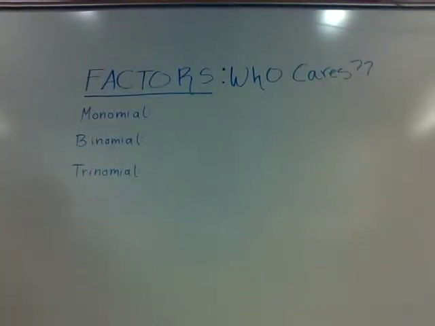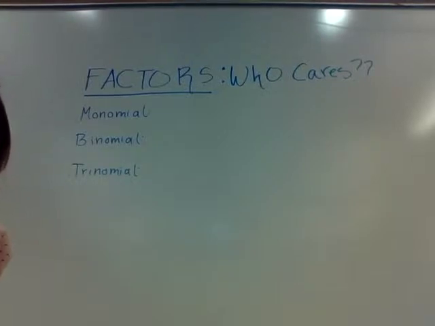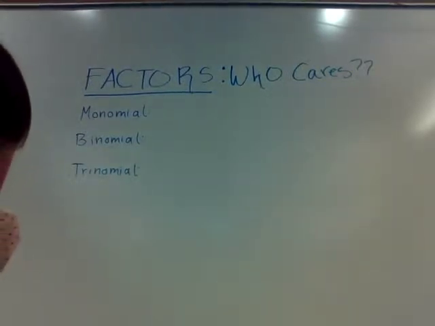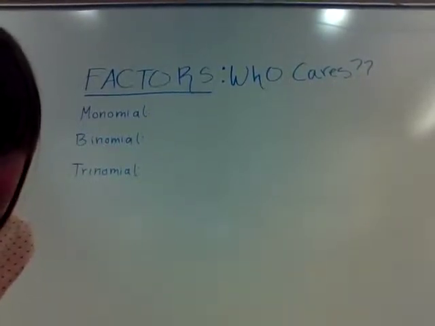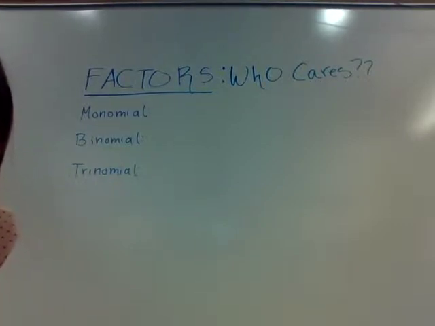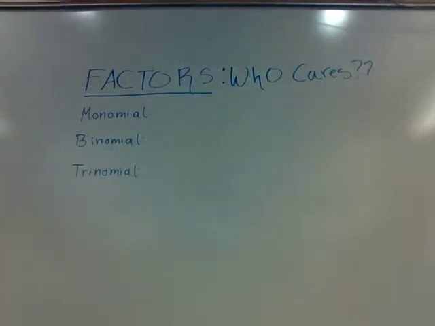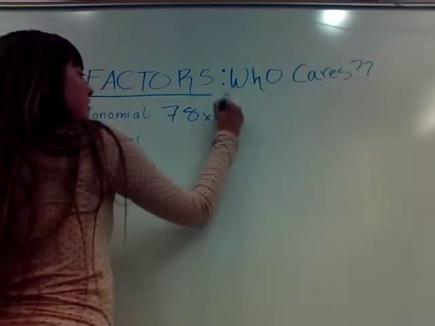So factoring is the breaking apart of a polynomial into a product of other smaller polynomials. And a polynomial is an algebraic expression with a finite number of terms. That leads us into monomials, which is an expression of a single term. And they include numbers, whole numbers, and variables that are multiplied together. So an example of this could be 78x.